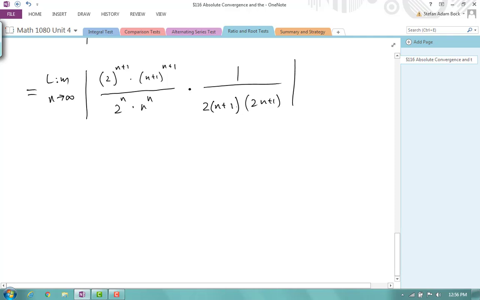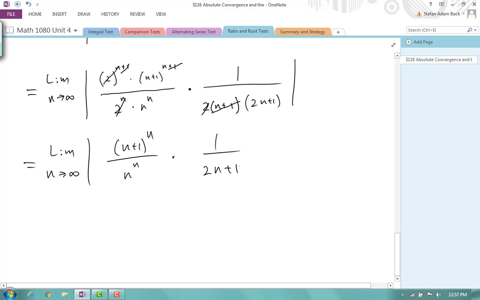Then what I'm going to be able to do is cancel the n plus 1 with one of these up here. So I'm just left with n plus 1 to the n. And this 2n times 2 on the bottom matches up with the 2 to the n plus 1 on the top, so I can cancel these. So my result: the limit as n goes to infinity, after I cancel off all this stuff, I have n plus 1 to the n divided by n to the n. This is multiplied by 1 over 2 times n plus 1.